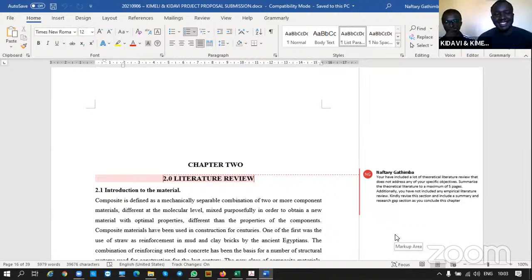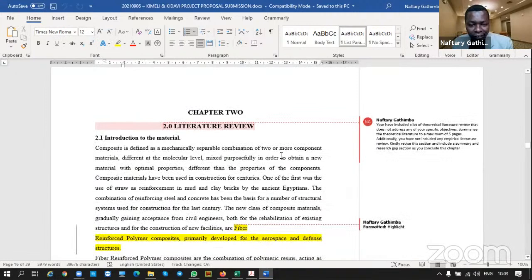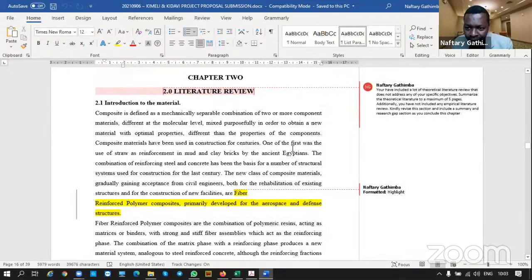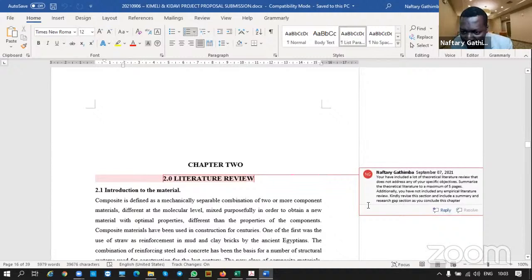Like in Japan, in our university, they limited the undergraduate students to a maximum of 22 pages for your final document. So there was a lot that you needed to do on summarizing theoretical literature. Additionally, you have not included empirical work, and empirical is very important. Past work should also include a summary and research gap as you go through the chapter.